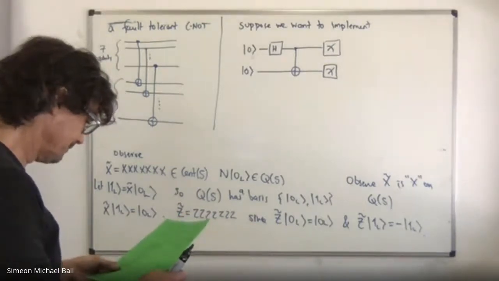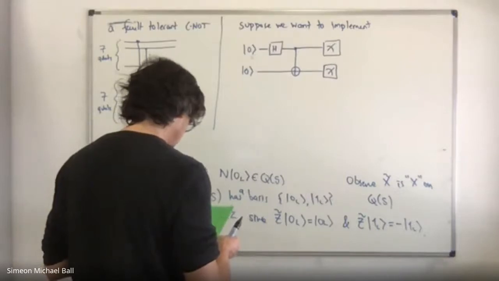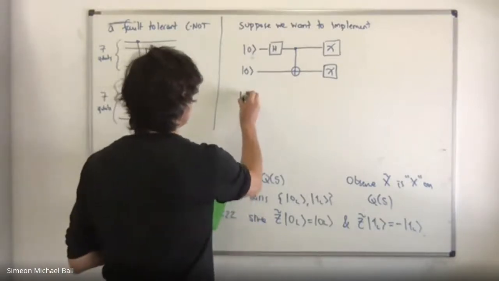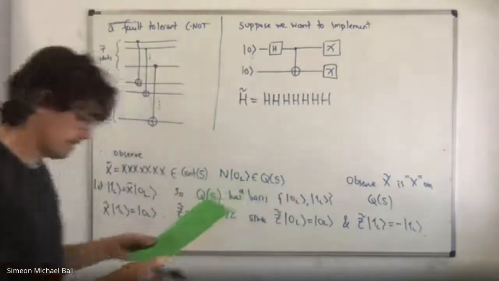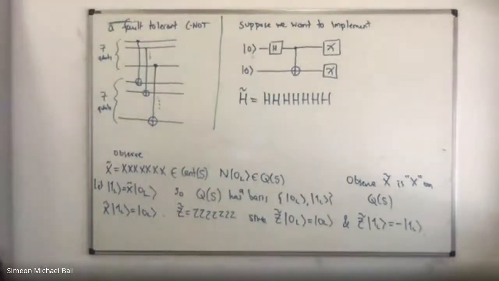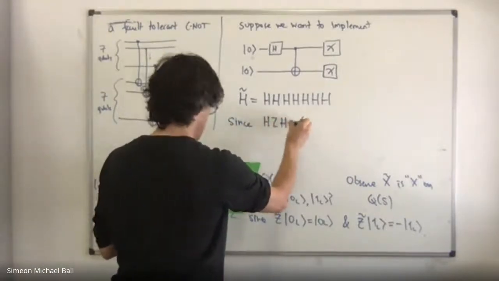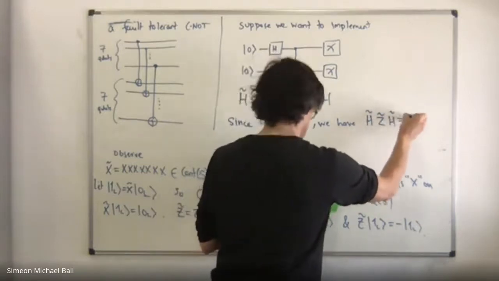But let's define H like this. Okay, so since H and H is equal to X, we have H logical, H logical, X logical. Okay.